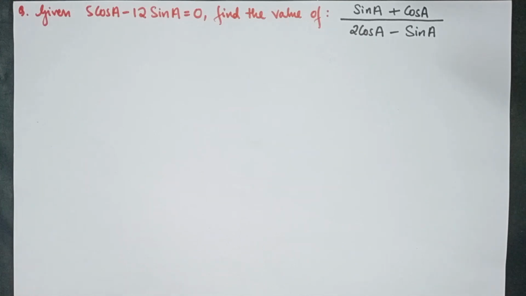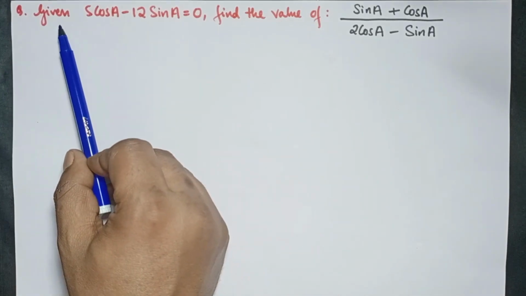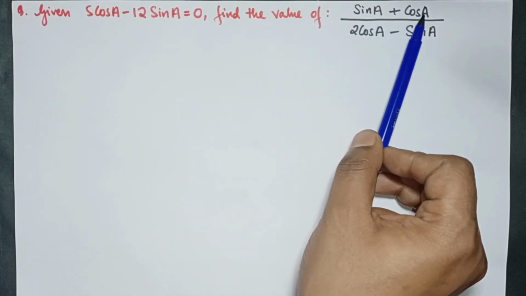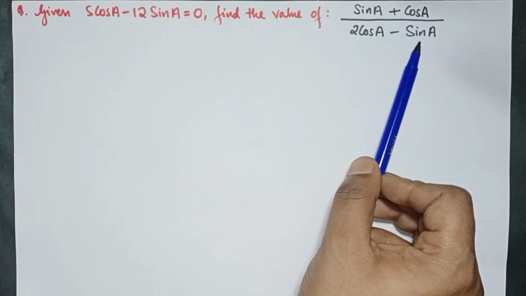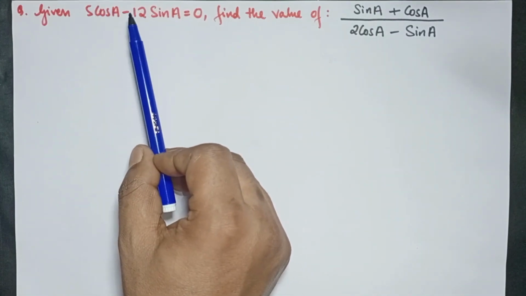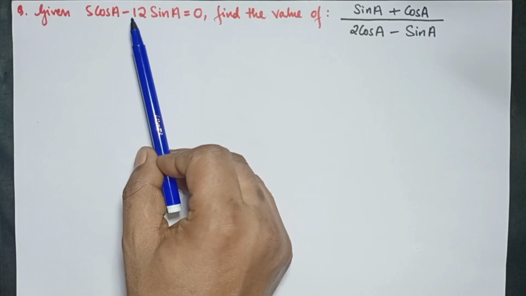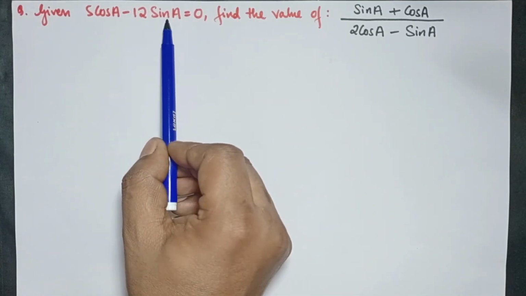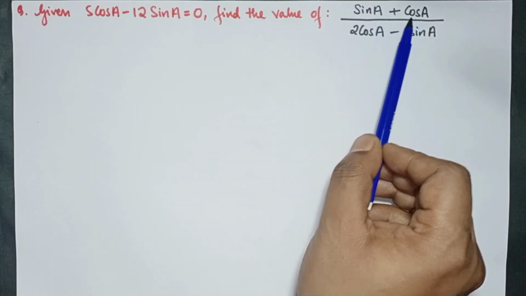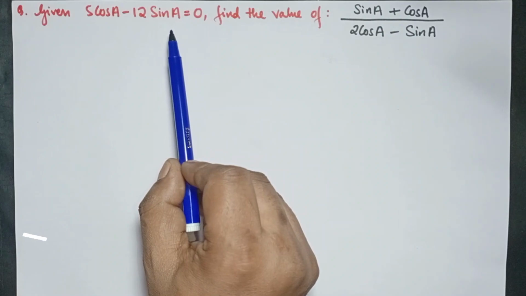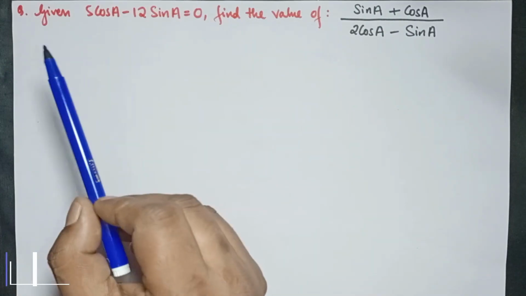So here we have another question. Given 5 cos a minus 12 sin a equals 0, find the value of sin a plus cos a over 2 cos a minus sin a. The way we did the previous sum, you can do it that way also. That will be the longer way, but also an easy way, because you can see cos a and sin a on this side, and to find the value is also sin a and cos a. So you can use that process to solve this.